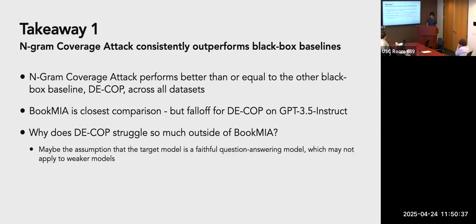We have this theory, or assumption: DeCop assumes that your target model can do 2 tasks at once. It can do faithful question answering, and it can identify what it knows to be the correct sequence. So this may not really apply to weaker models that can't follow this instruction. It's more complex in a sense. That could be why there's a larger performance drop, especially on the 3.5 instruct model, which has much weaker instruction following than some of the newer turbo models.